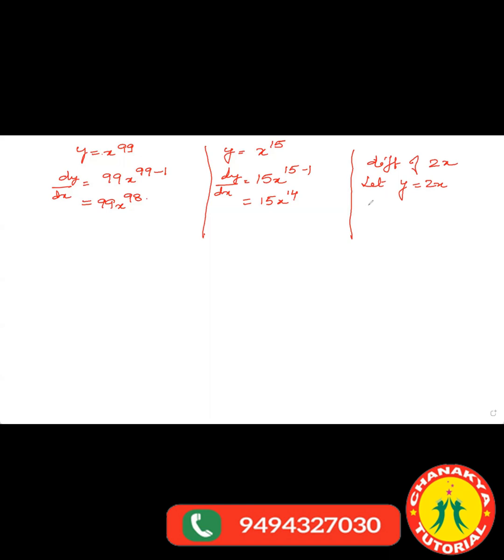No worries, beta. See, dy by dx is equal to, now 2x. It means 2x raised to the power 1. Right? So you will write 2. 1 will come here, and x to the power 1 minus 1. I will write like this, beta.